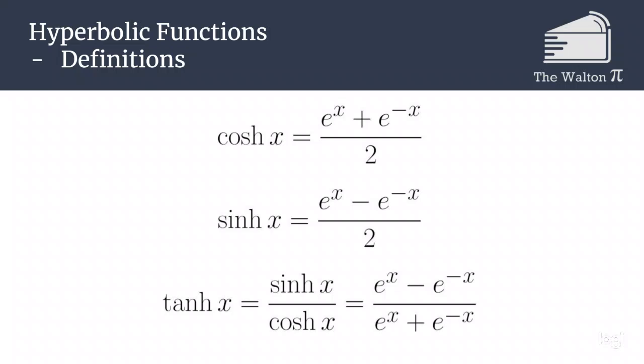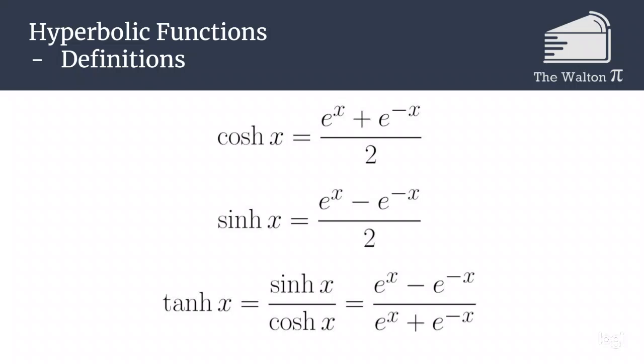Hyperbolic sine is sinh, it's the second one, so S-I-N-H. That is e to the x minus e to the negative x all over 2. So sinh and cosh are very similar. The way that you can remember them is they both behave the same as cosine and sine at 0.